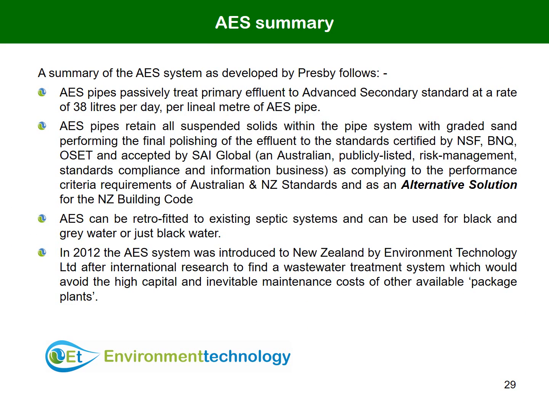A summation of the essential aspects of an AES system. The passive treatment of primary effluent to advanced secondary standard at a rate of 38 litres per day per lineal metre of AES pipe. Each length of AES pipe will treat 114 litres a day to advanced secondary standards. AES pipes retain all suspended solids within the pipe system, with graded sand performing the final polishing of the effluent to the standards certified by NSF, BNQ, OSET, and accepted by SAI Global as complying to the performance criteria requirements of Australian New Zealand standards and as an alternative solution for the New Zealand Building Code.